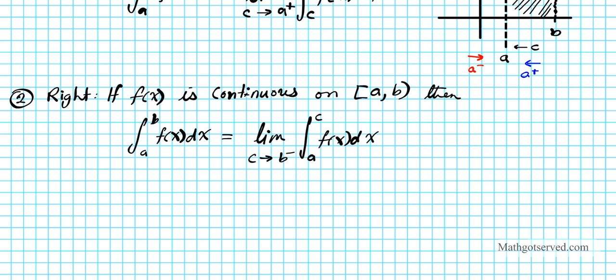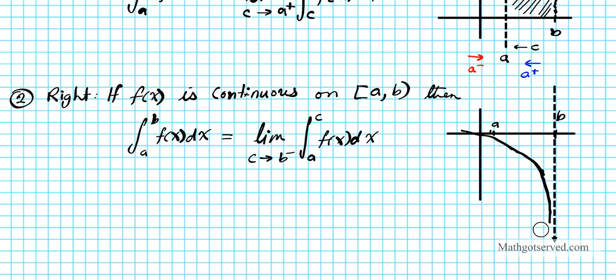So consider the following scenario. This is just a random example. The task is to find the integral under some curve from a to b. Let's say our graph looks something like this, and we have an asymptote at b. Pardon my curve. The graph gets really close to b without actually touching it.